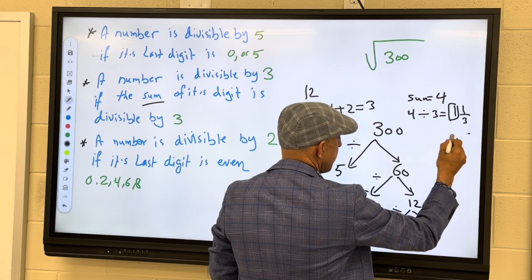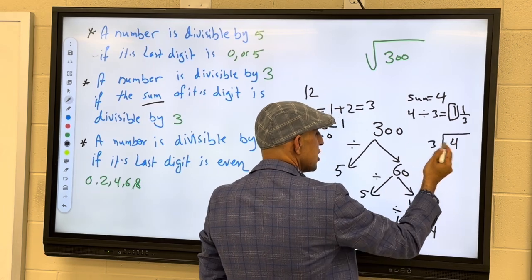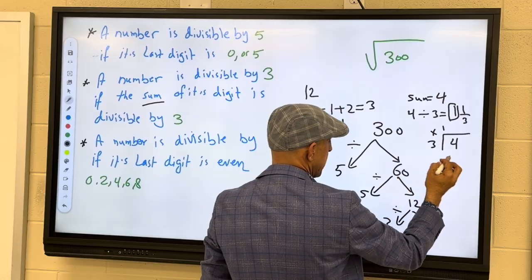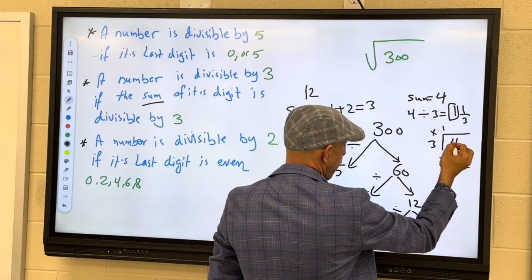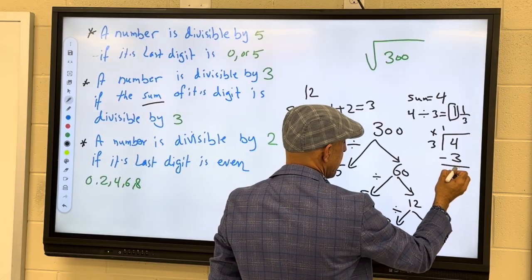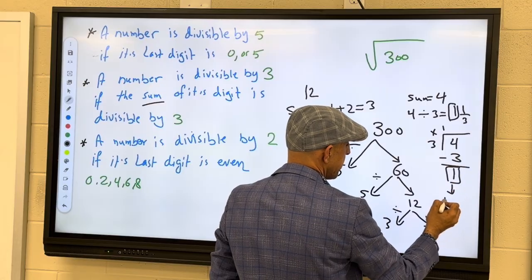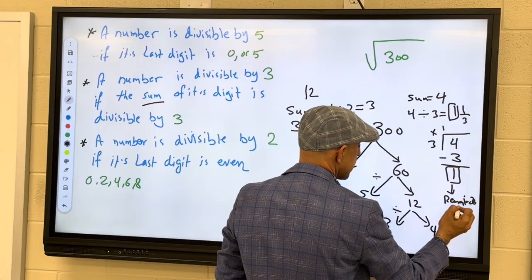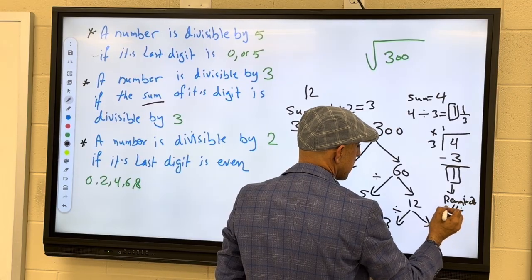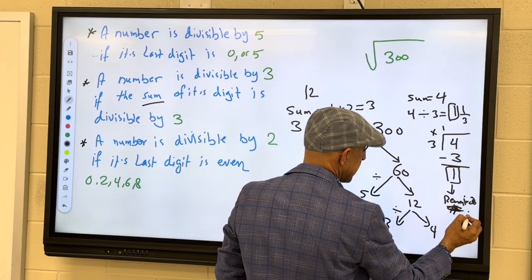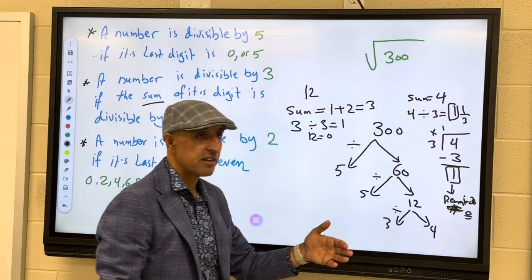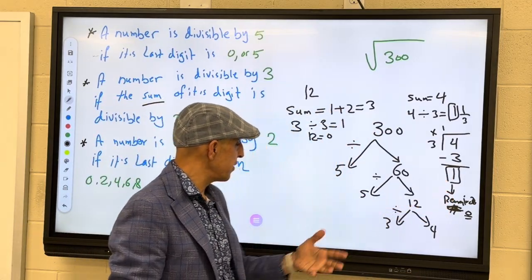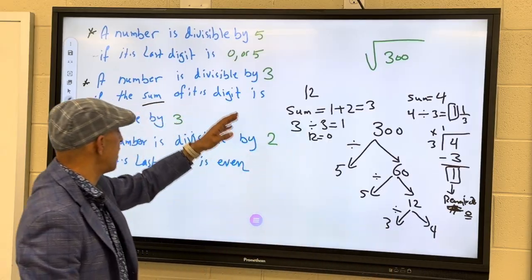For example, if you do a long division like this, 4 divided by 3 is 1. Now 1 multiplied by 3 is 3. Now 4 minus 3 is 1. Now the remainder in this case is not 0. So in this case we have a remainder. The remainder is 1. So in this case, no, 4 is not divisible by 3.